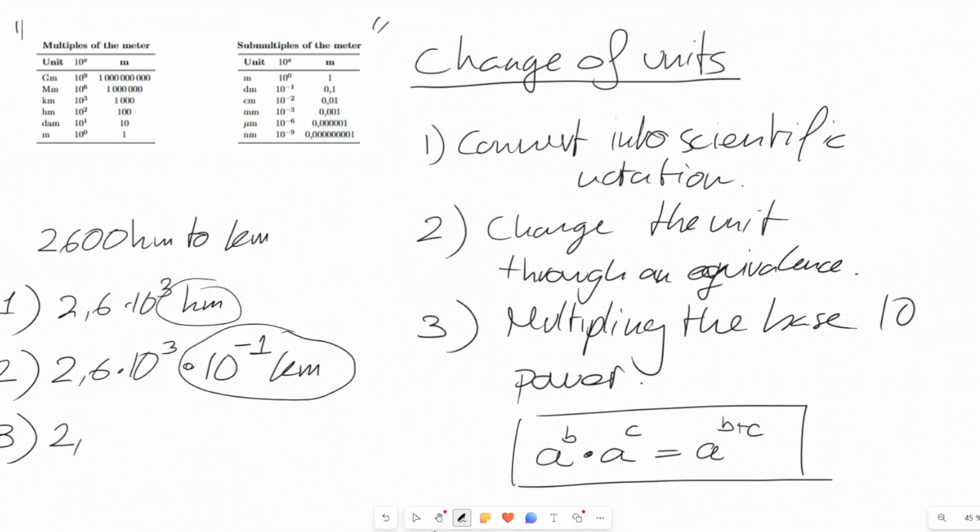So if we go to this third step and multiply the base 10 powers using this formula, what we're going to get is the same 2.6, but times 10 to the power of 2. Why 10 to the power of 2? Because we're doing 3 plus -1. And as you probably already know, 3 plus -1 is equal to 2. So that would be the steps we're going to follow in making the change of units.